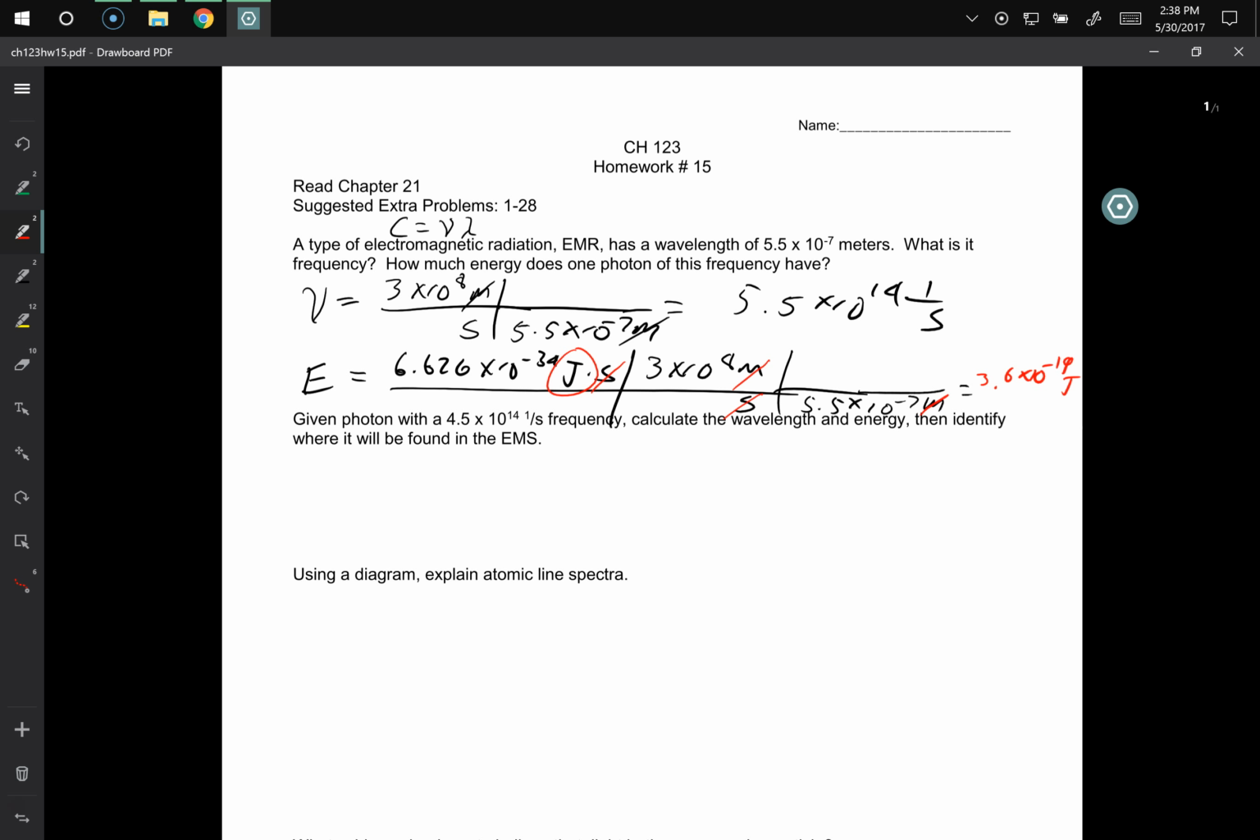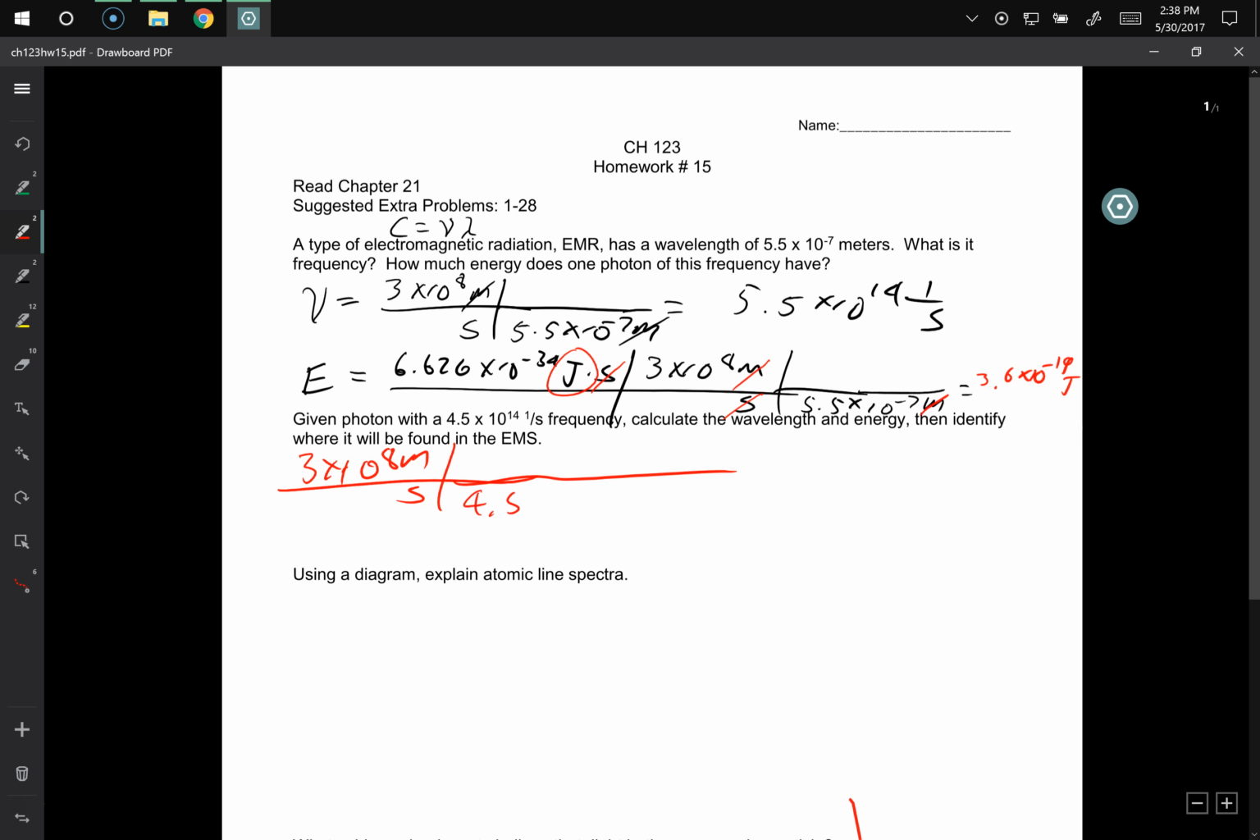Frequency of this photon, what's its wavelength? Where is it on the spectrum? Okay, so I need a wavelength. So I'm going to start with 3 times 10 to the 8th meters per second. And I'm doing that because meters is the length. And then I can write 4.5 times 10 to the 14th with seconds in the numerator because it's in the denominator and the value.